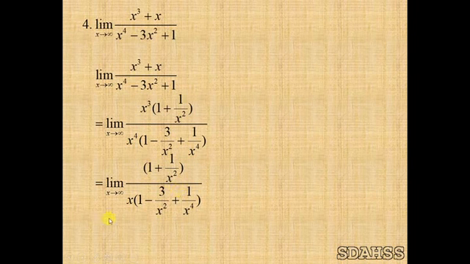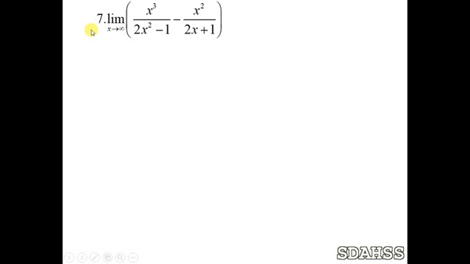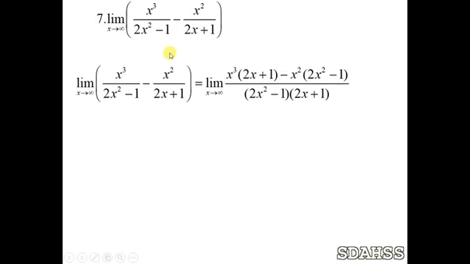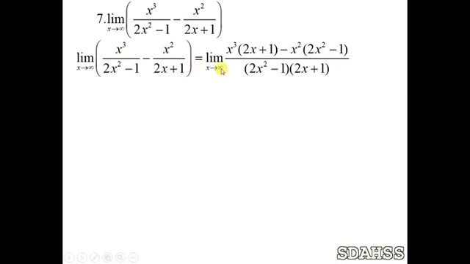Now you apply the limit. So you have 1 by infinity. 1 by infinity is 0. Seventh sum, limit x tends to infinity, x cube divided by 2x square minus 1 minus x square divided by 2x plus 1, which is equal to limit x tends to infinity.